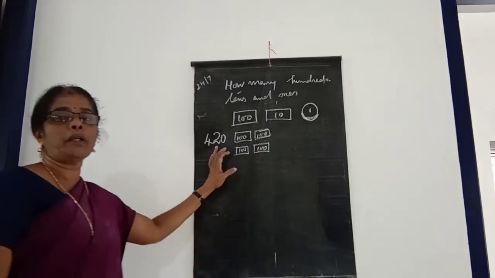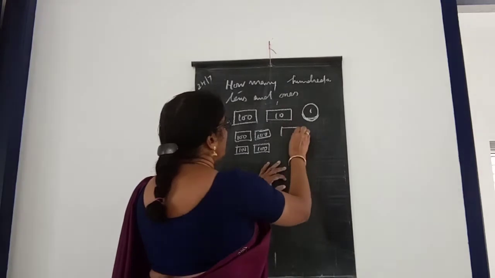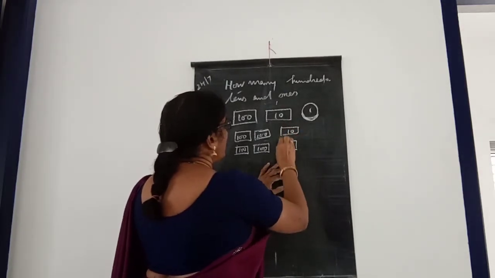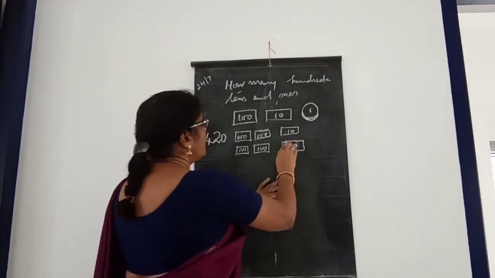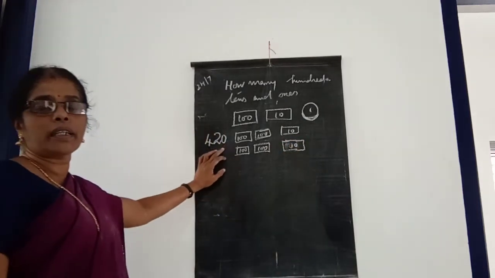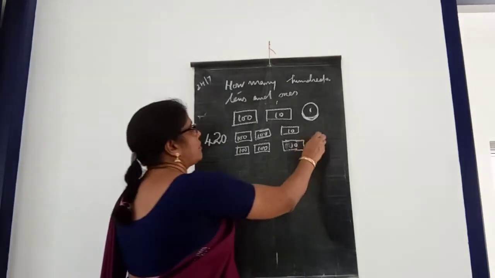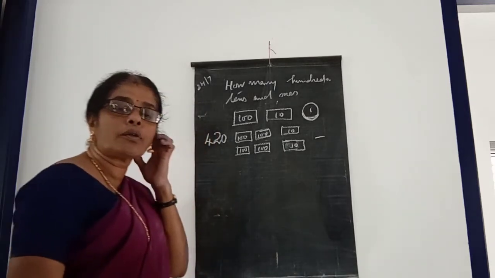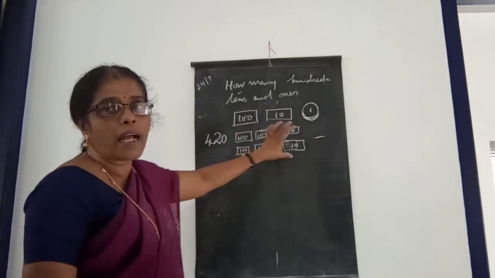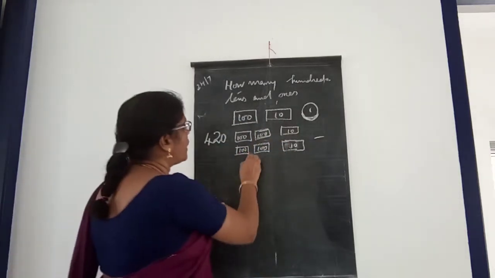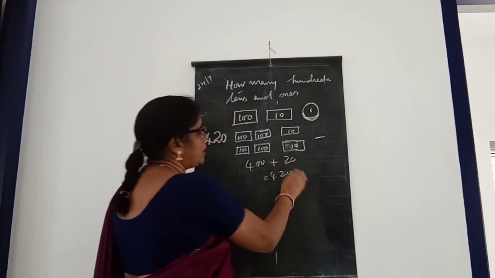And how many 10 rupee notes are needed? 2 ten rupee notes needed, isn't it? And how many coins needed? No need of coins because there are no loose items or ones here. So 0, you can leave it. Then no need of 1 rupee coin. 420 rupees needed. So 400s and 2 tens, that is 20. 400 plus 20, that is 420, isn't it?